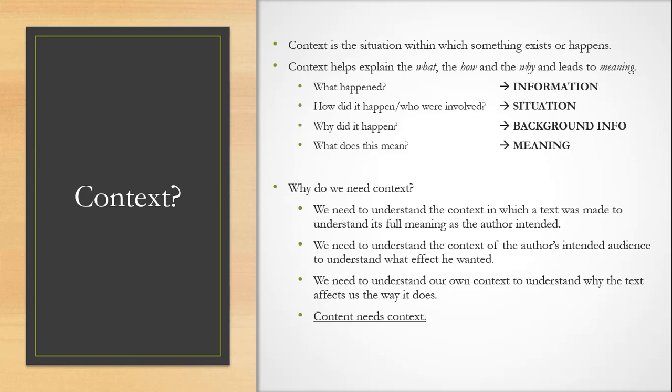We need context because without it, we don't really understand why the writer made the choices he did. And a writer generally writes for a certain type of reader. So it's also important to understand the context of the intended reader of a story. And lastly, we have to understand our own context because we may not interpret a text exactly the same way that the original writer did or his audience. And if we understand our differences from them, then we understand why that happens.